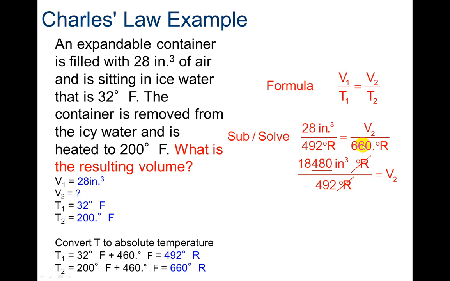So you multiply the ones together here, crossing across, cross multiplying like an X, and then you divide by the ones that have the unknown. So that's why I'm dividing by 492. My first unit here is inches cubed, so my resulting answer is going to be also in inches cubed.